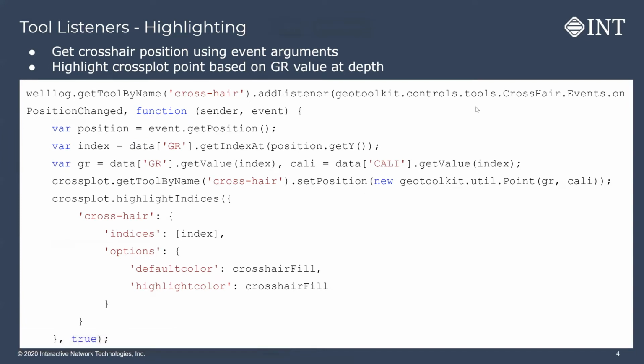Another thing we can do is, widgets might have a highlighting implementation where you can highlight certain data points. This is pretty similar: we listen to a tool, and when we get the events, we can process that. We can process the data from the cursor position and use that to highlight indices on another widget.